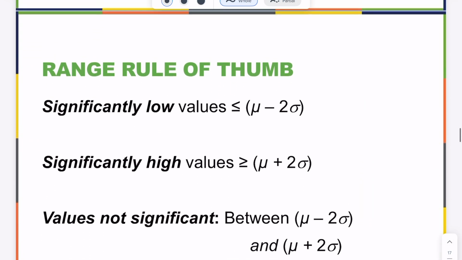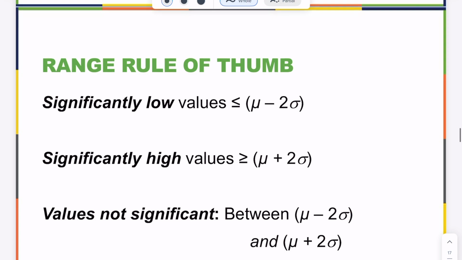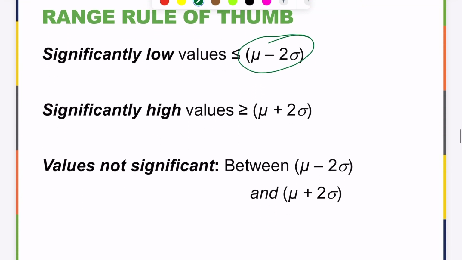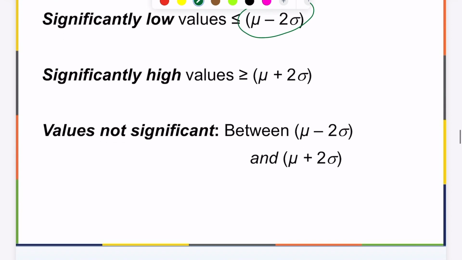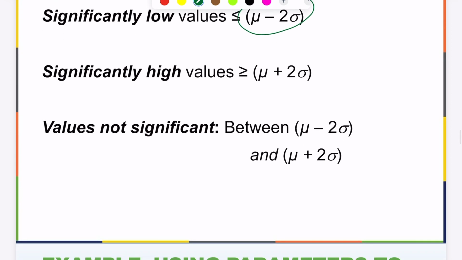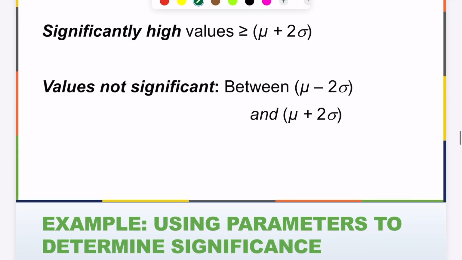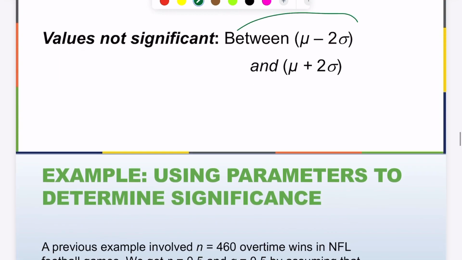All right. And so with the range rule of thumb, significant values, so remember the range rule of thumb, values are significantly low if they're more than 2 standard deviations below the mean, and they're significantly high if they're more than 2 standard deviations above the mean. And they're not significant if they are within that interval.